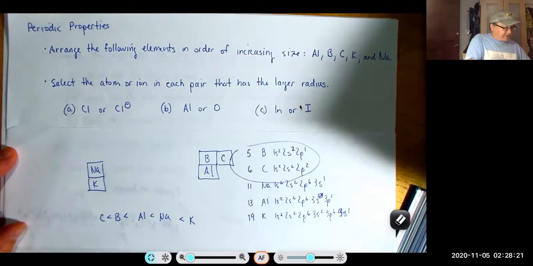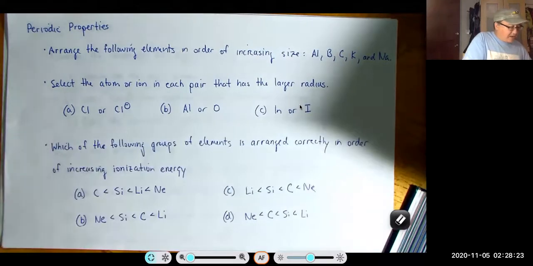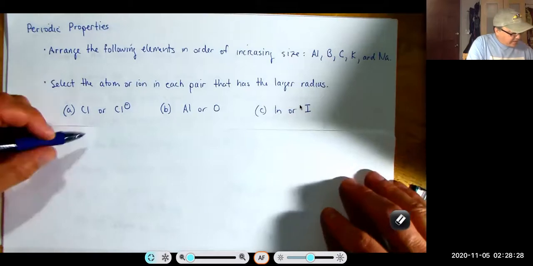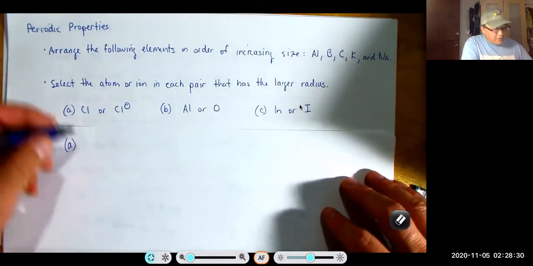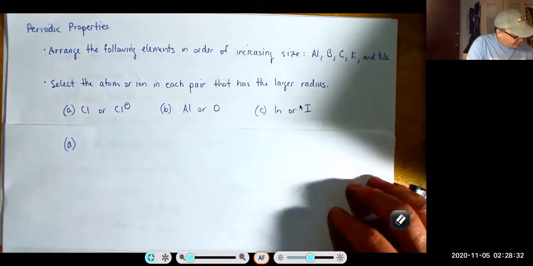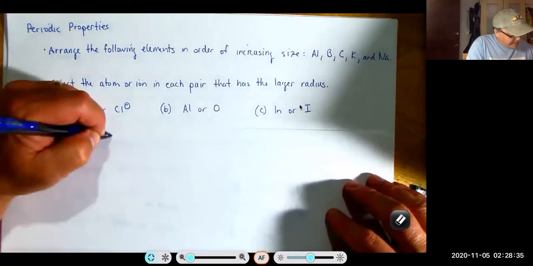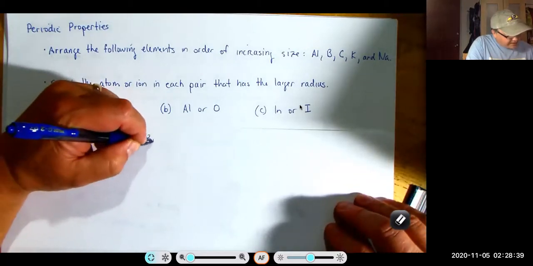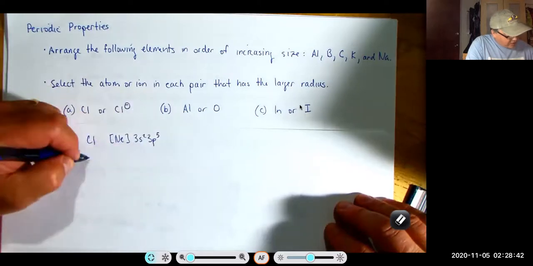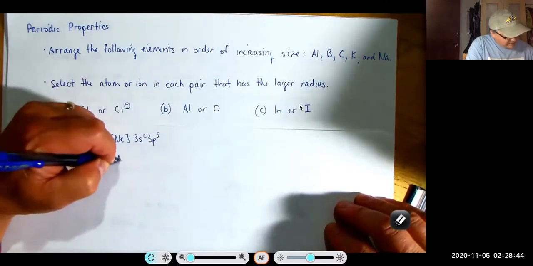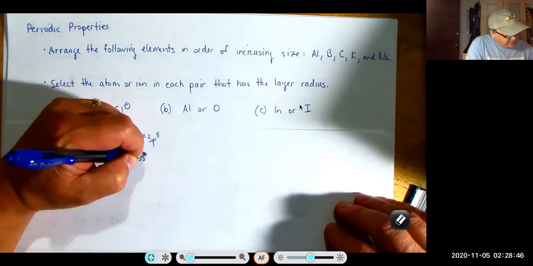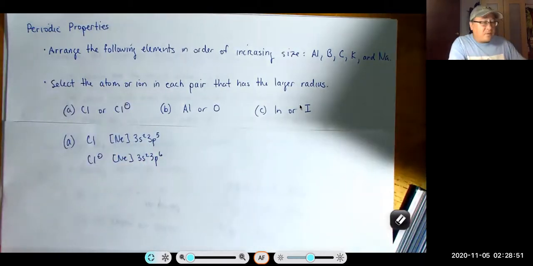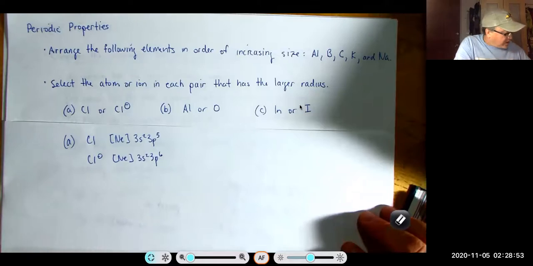Next we have: select the atom or ion in each pair that has the larger radius. Now, we haven't really looked at this, but for chlorine versus chloride, chlorine is going to be neon 3s2 3p5, and chloride's going to be neon 3s2 3p6. So here we have to decide which is going to be larger.